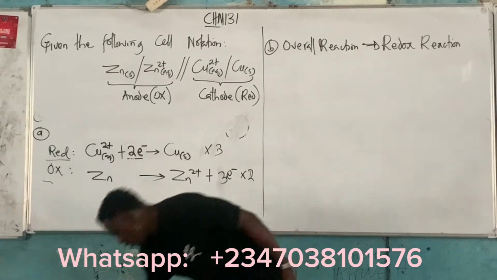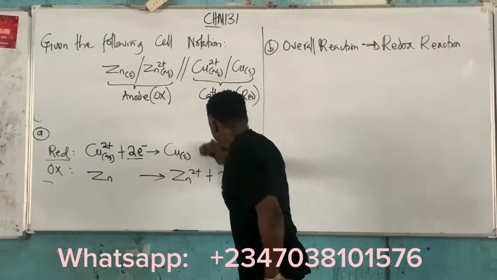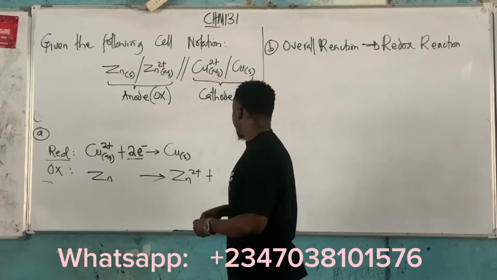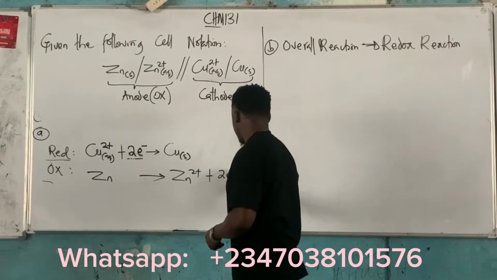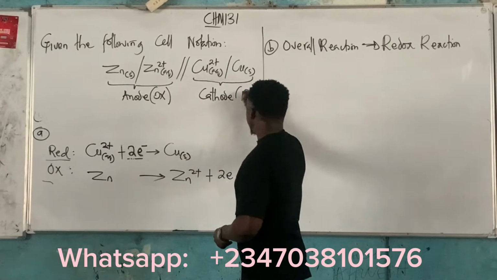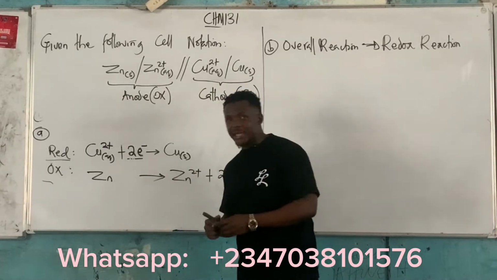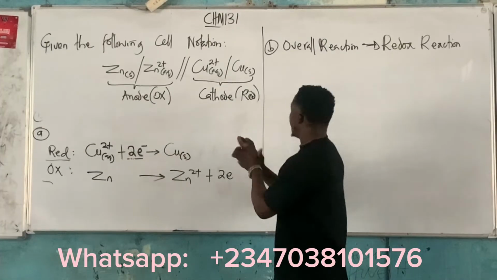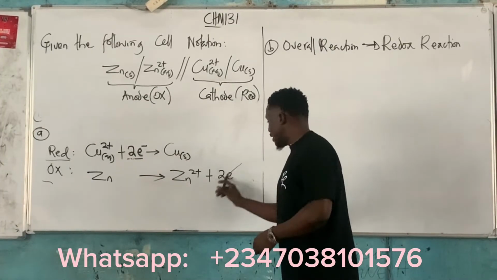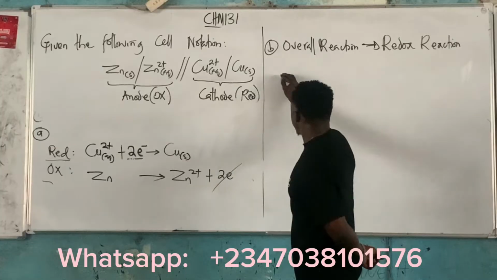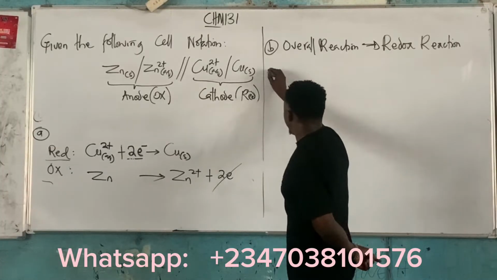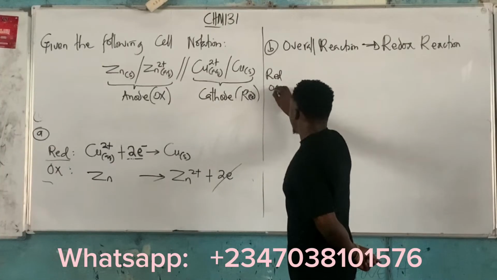That will give me 6. But in this question, we are not going to do any multiplication because the 2 electrons are all the same. So I'm going to combine both of them together, so let's write it out. When you combine, we have our red and our ox.